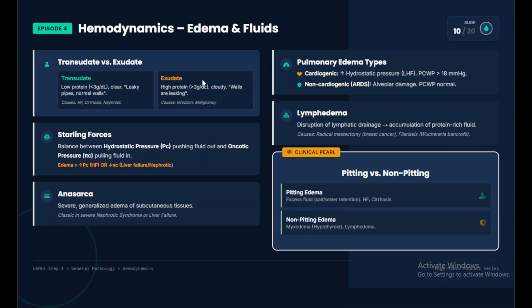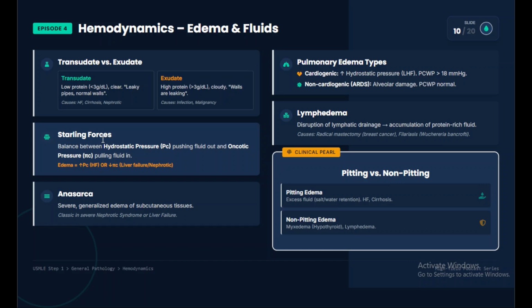If it is clear and low protein, think of systemic causes like heart failure, liver disease, or kidney disease, like the transudate fluid. Now, there are something called the Starling forces, and they are actually a fluid tug-of-war. So fluid movement across the capillaries depends on the tube pressure. The hydrostatic pressure pushes the fluid out of the capillaries, and the oncotic pressure pulls the fluid into the capillaries.